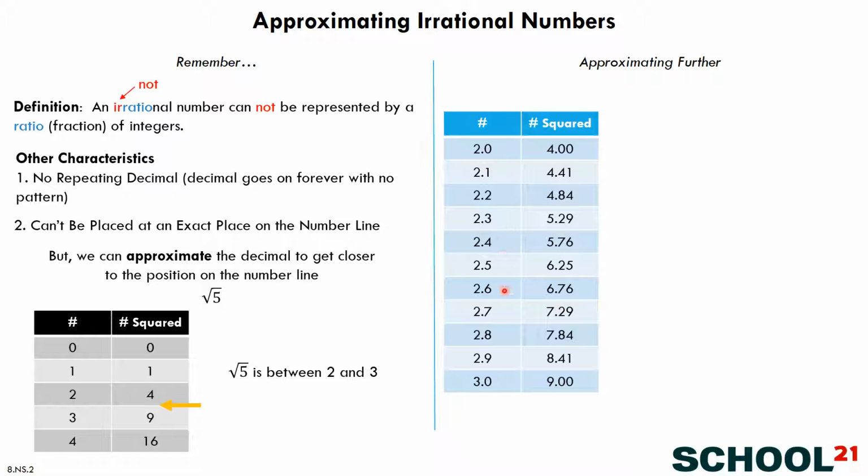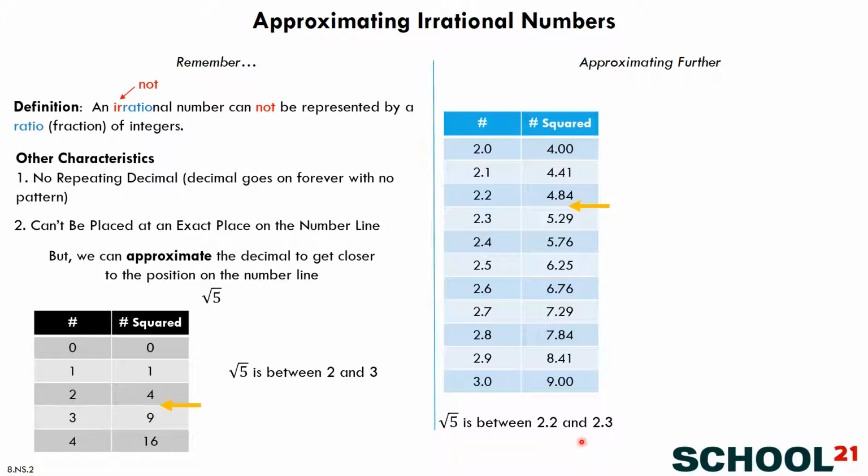Now we're going to do the same thing. There's some range in here that's going to equal 5. Which two numbers on the left-hand side would it have to be between? 2.2 and 2.3. Exactly right. And how did you know that? Because 4.84 is smaller than 5, and 5.29 is bigger, and they're right next to each other. Exactly. So we'll make our statement down here that the square root of 5 is between 2.2 and 2.3.